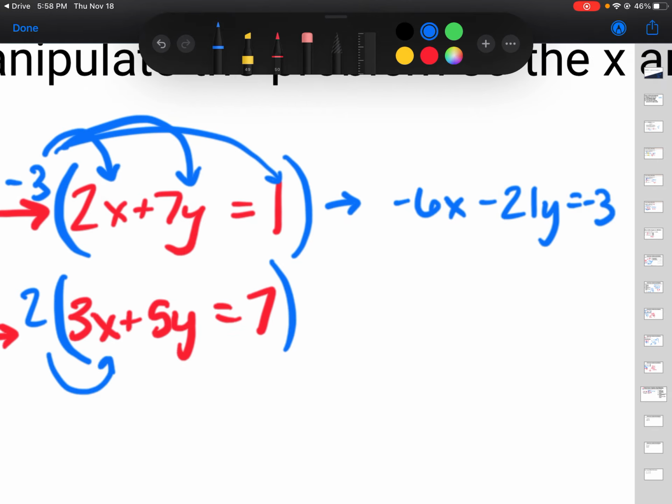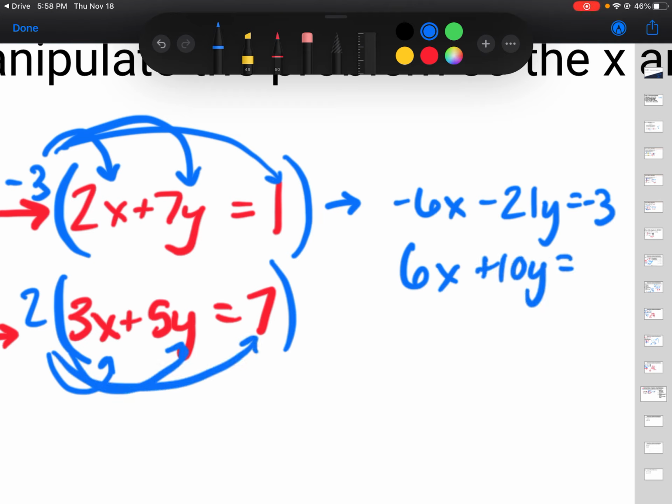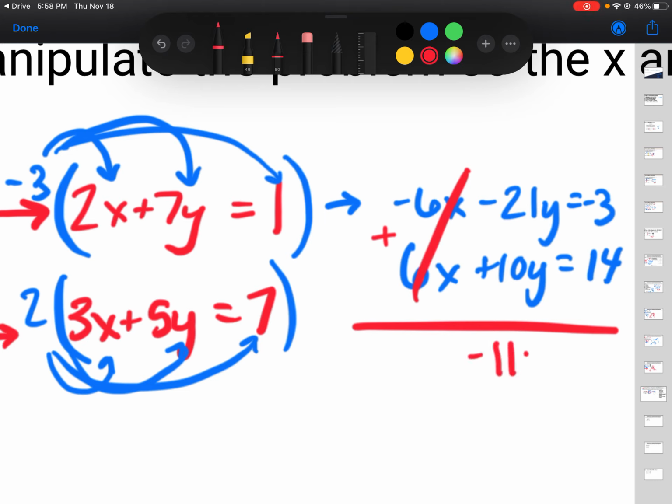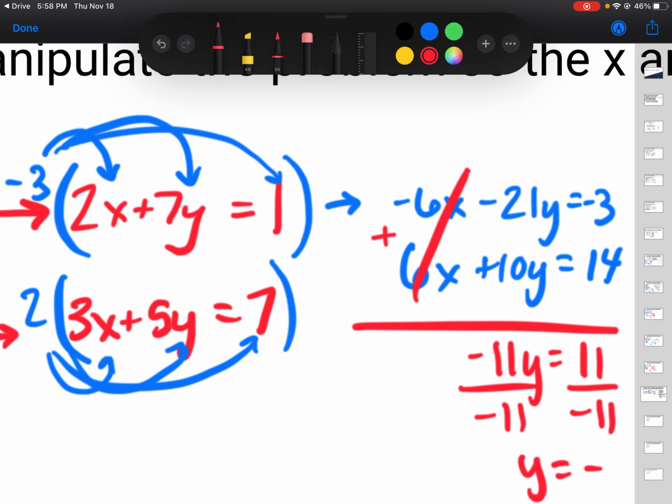2 times 3x is 6x. 2 times 5y is 10y. 2 times 7 is 14. Add them up. Negative 6x plus 6x, 0. They cancel. Negative 21 plus 10 is negative 11y. Negative 3 plus 14 is 11. Divide by negative 11. So y equals negative 1.